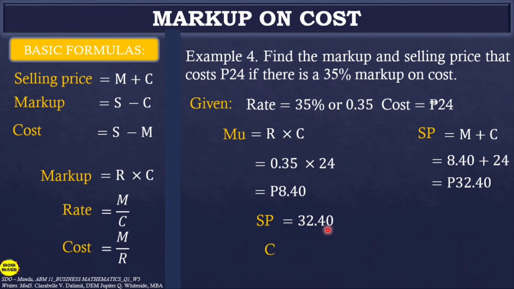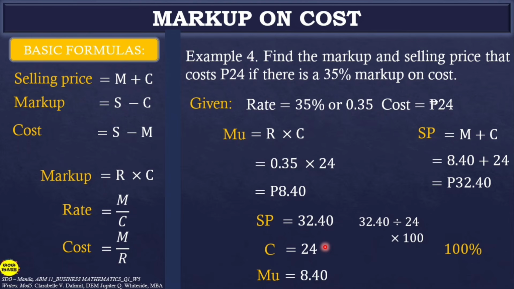32.40 yung selling price natin, yung cost natin is 24 pesos, and the markup is 8.40. So kapag kinukuha natin yung markup based on cost, kunin natin yung percentage, lagi natin tatandaan kapag based on cost yan, 100% yung sa cost. O, doon natin ilalagay. Siya yung 100%. So kapag kukunin natin yung percentage ng selling price based on cost, so ang gagawin nyo lang, i-divide nyo lang ito doon sa amount ng cost natin. So 32.40 divide 24, and then i-multiply sa 100, that is 135%.